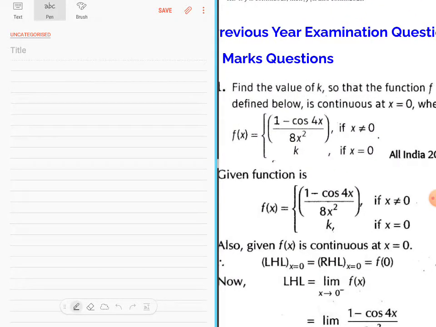Look at this question, the first question in continuity according to this site. We'll just take the questions alone, not the answers from it. f of x is equal to 1 minus cos 4x by 8x square if x is not equal to 0, and k if x is equal to 0.